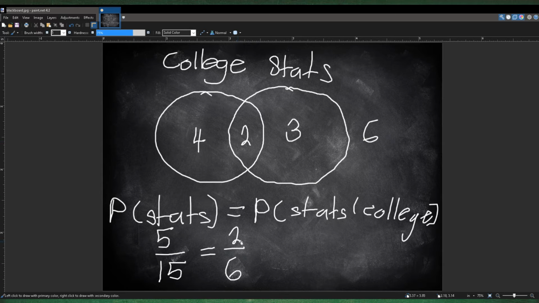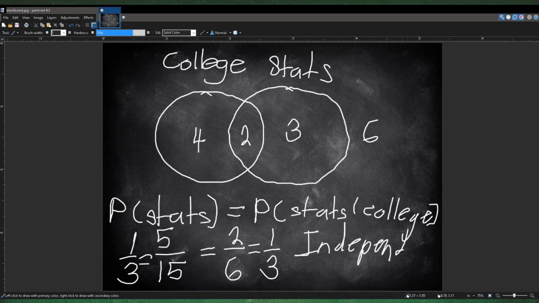So dividing this, 2 divided by 2 is 1, 6 divided by 2 is 3, 5 divided by 5 is 1, and 15 divided by 5 is 3. So 1/3 is equal to 1/3. So basically, this other way also tells us it's independent. Both of them tell us that it's independent.